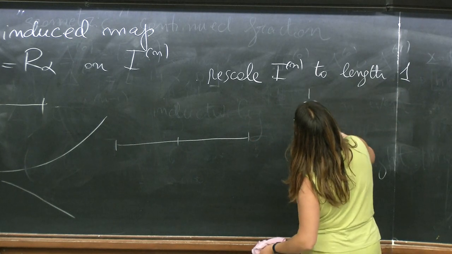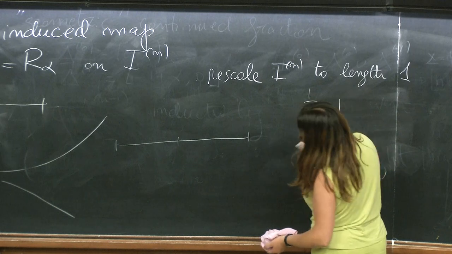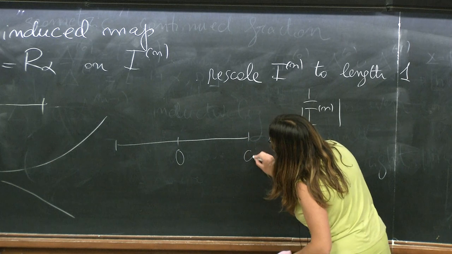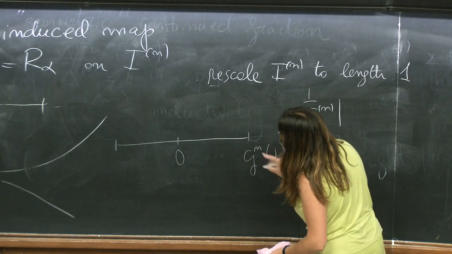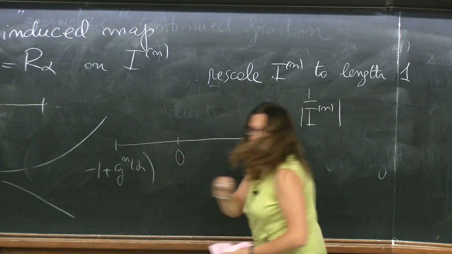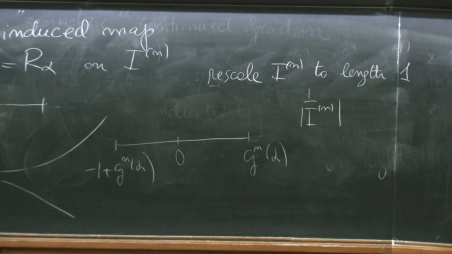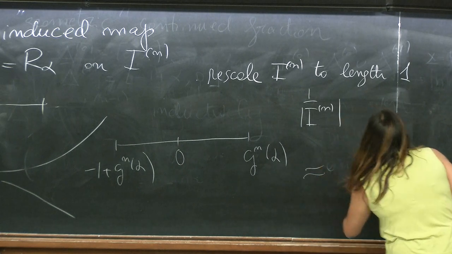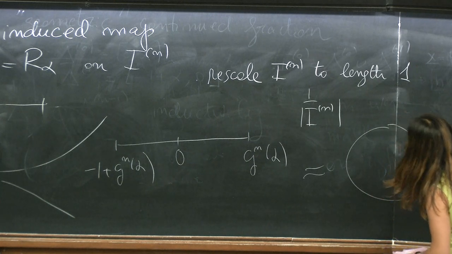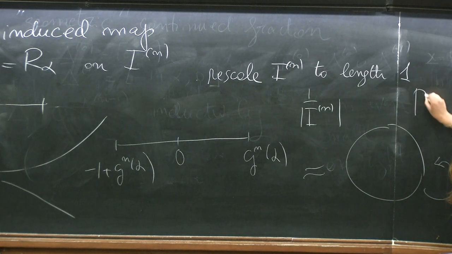So say you just multiply by one over the length. So you make it again length one. And these endpoints will be, actually this endpoint will be Gauss to the n of alpha. And this will be minus one plus Gauss to the n of alpha. This is what we showed, that the ratio between the two intervals is Gauss to the n of alpha. Rescale, and then if you want, you can glue back to a circle. And what you see is a rotation by Gauss to the n of alpha.